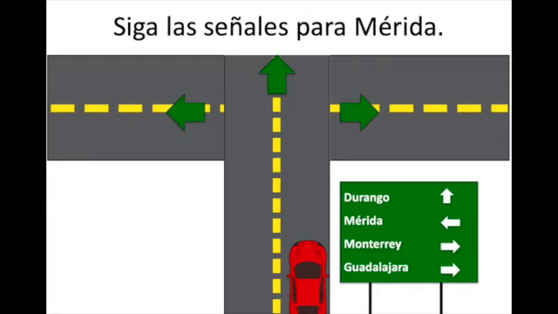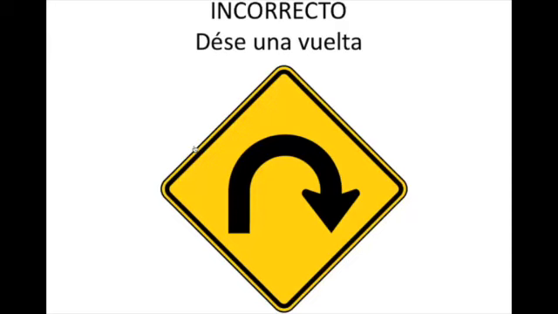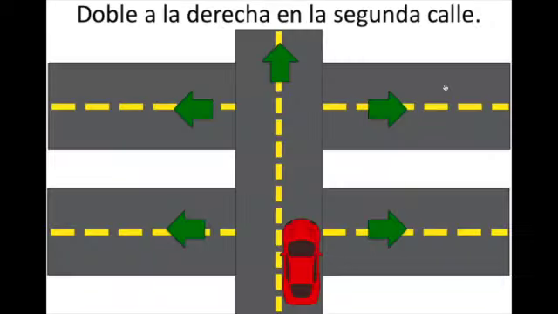It says, siga las señales para Mérida. You see a sign here, a señal, and it tells you, siga las señales. Follow the sign. Siga las señales para Mérida. So you see Mérida here, you see a left arrow key, we should hit left. In this case, it tells us to tome la salida número 27. So tome, take, la salida, exit, número 27, number 27. So you can see here all the different salidas, all the different exits. We're looking for número 27, so we're going to click 27. If you did click the wrong one, again, it's going to tell you make a U-turn and click 27. So it gives you some practice for what you're going to be doing later.